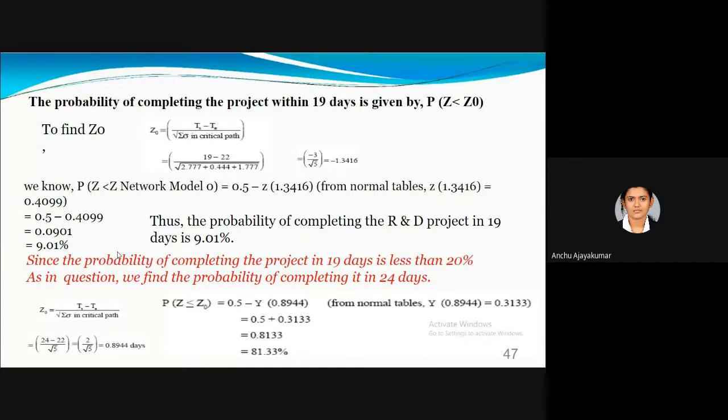So we have another question. If the probability is less than 20%, what is the probability in 24 days? In a similar way, we calculate the same and we get 81.33%. So definitely you can expect a 2-mark question from this area.